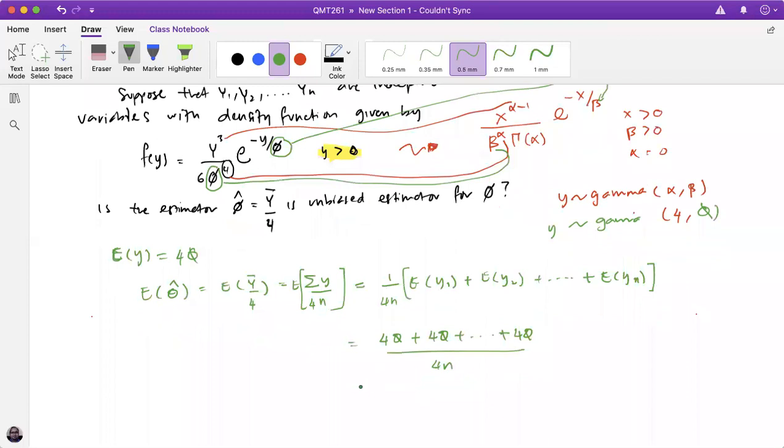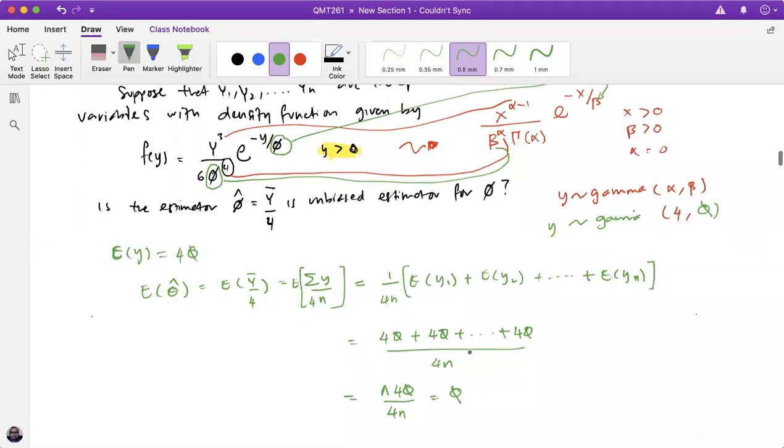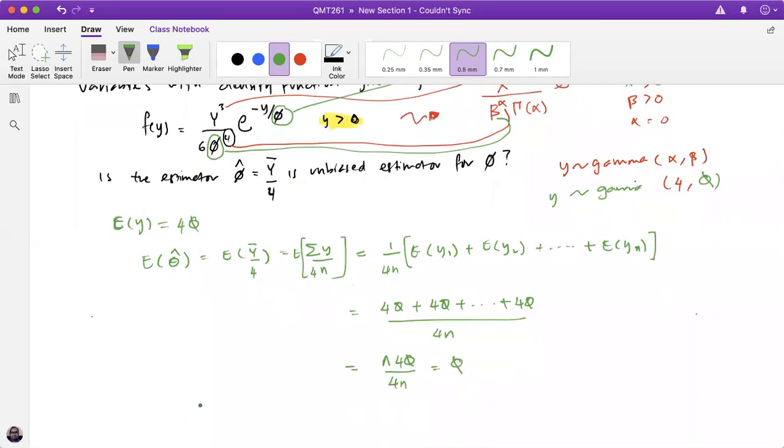So now it becomes n 4 phi divided by 4n. So it becomes phi. So from the result, we can say that phi hat, which is equal to y bar divided by 4, is an unbiased estimator for phi. Okay?